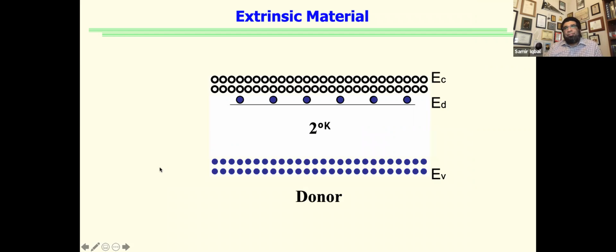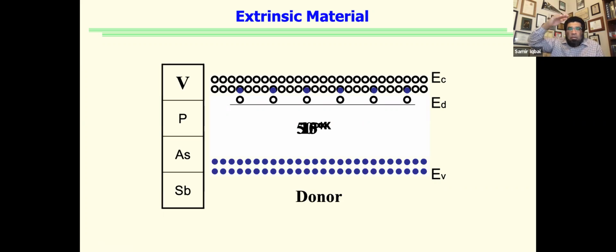Now when we apply temperature, this is the N-type example. The electrons would be available right close to it. These are N-type examples: phosphorus, arsenic, antimony, vanadium. These are a few examples of N-type semiconductor dopants. We call these donor materials because they are contributing extra electrons to the system, to the semiconductor material.